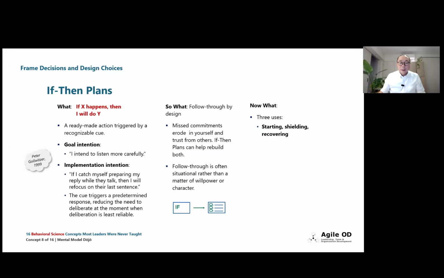Second, shielding. Plan for the predictable interruption, temptation, or emotional reaction. If the discussion turns personal, then I will name what we are actually disagreeing about and bring the conversation back to the issue. An incredibly emotionally intelligent way to prevent escalation. Third, recovering.